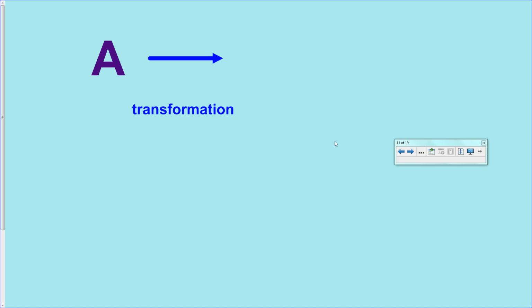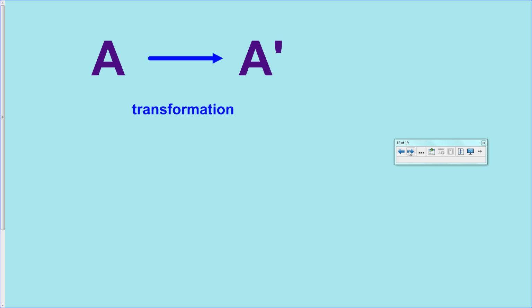So if I take A and I transform it in some way and I get an image out of that, we have a little notation that says, hey, I've got an image, and it's called A prime. That's read A prime, and it's just A with a little apostrophe or a dash or whatever it is up in the upper right-hand corner, kind of like a superscript. It's basically an apostrophe.